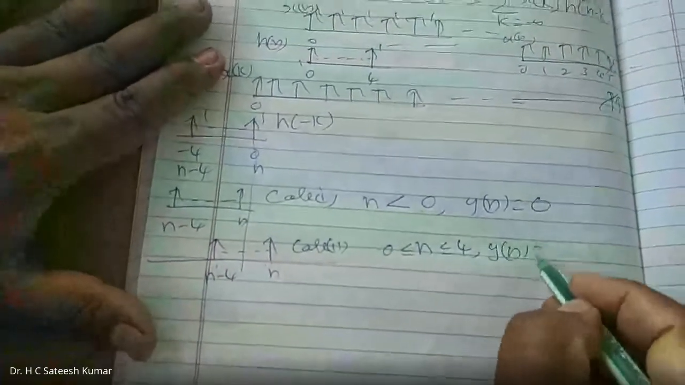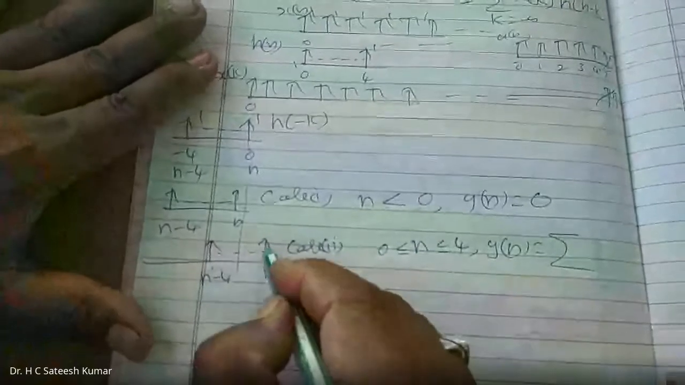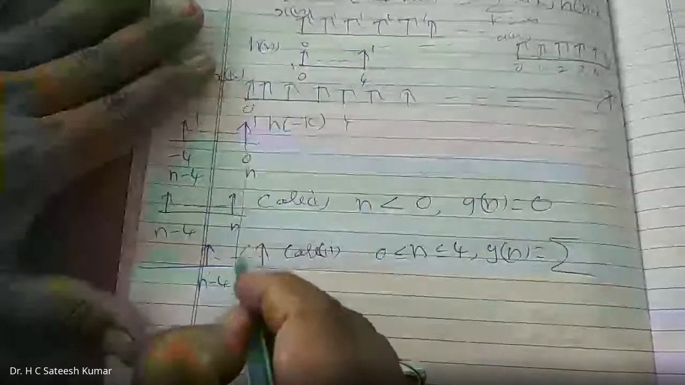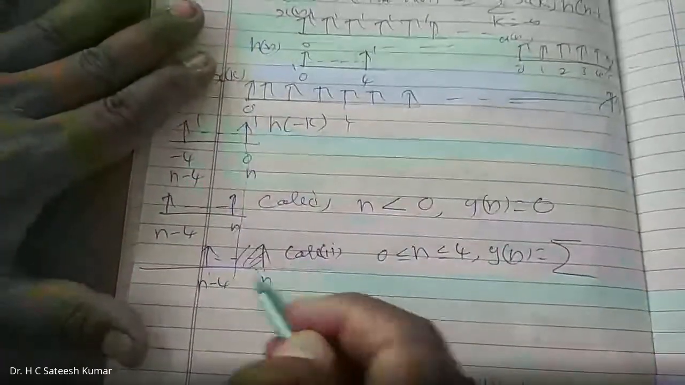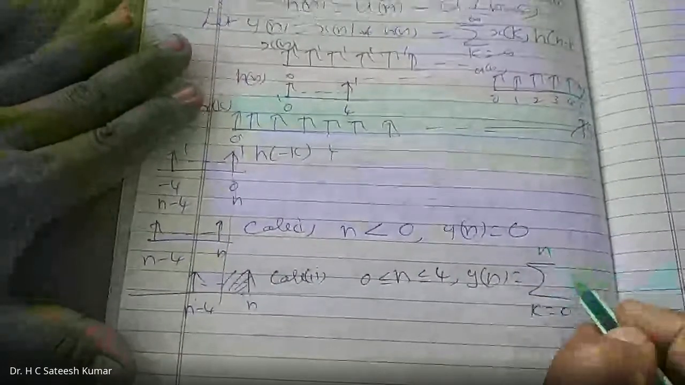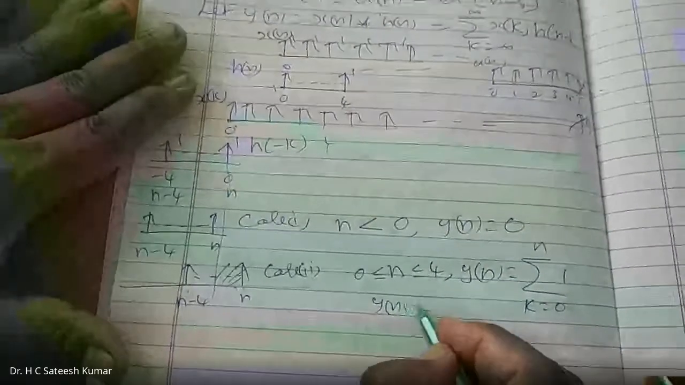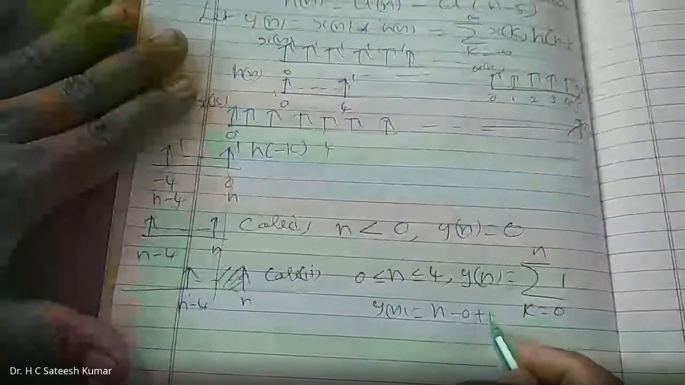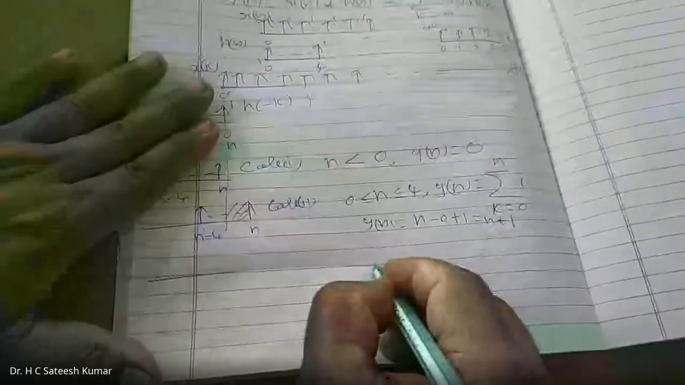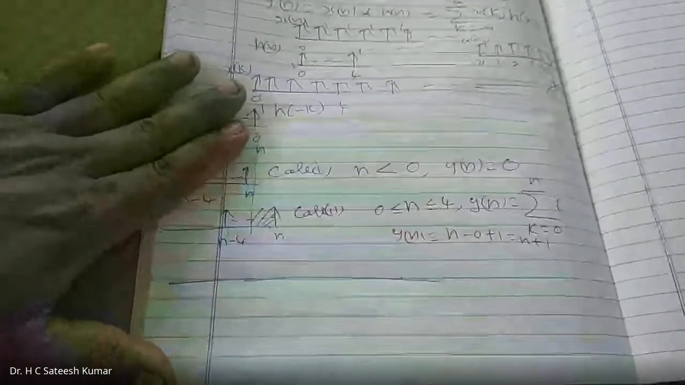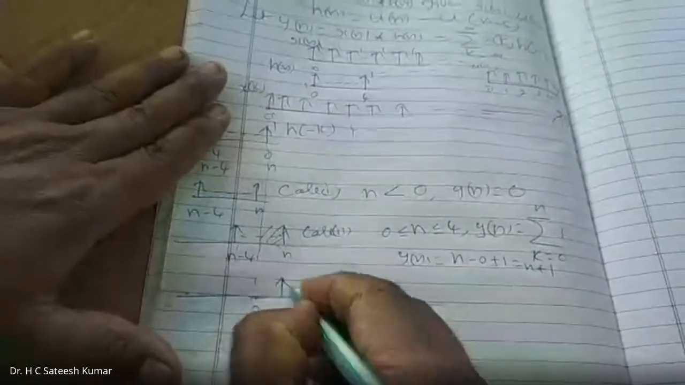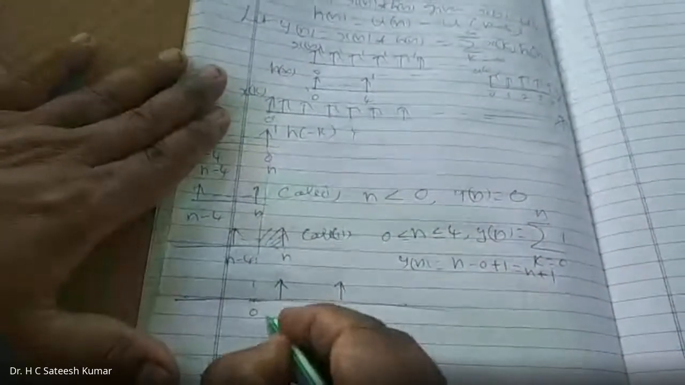Y of n is equal to, when the right edge is between 0 and 4, the area goes on increasing. The overlapped area is only this much. This is from where to where? 0 to n. K varies from 0 to n of 1, which is equal to y of n is equal to n minus 0 plus 1, which is equal to n plus 1. Next. Next one is, this is 0 and this is n minus 4.